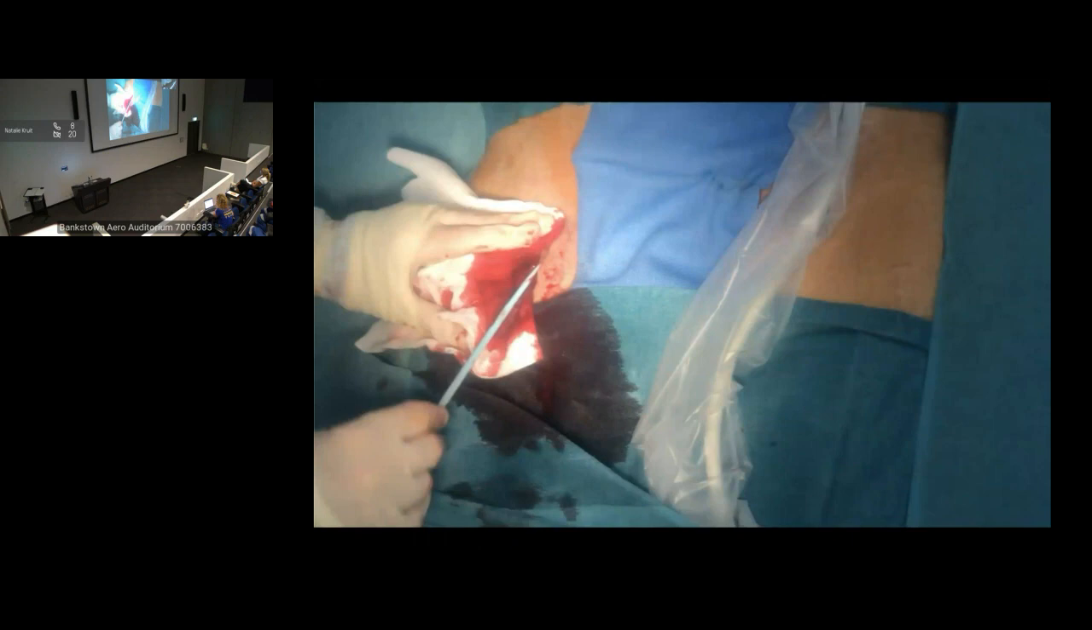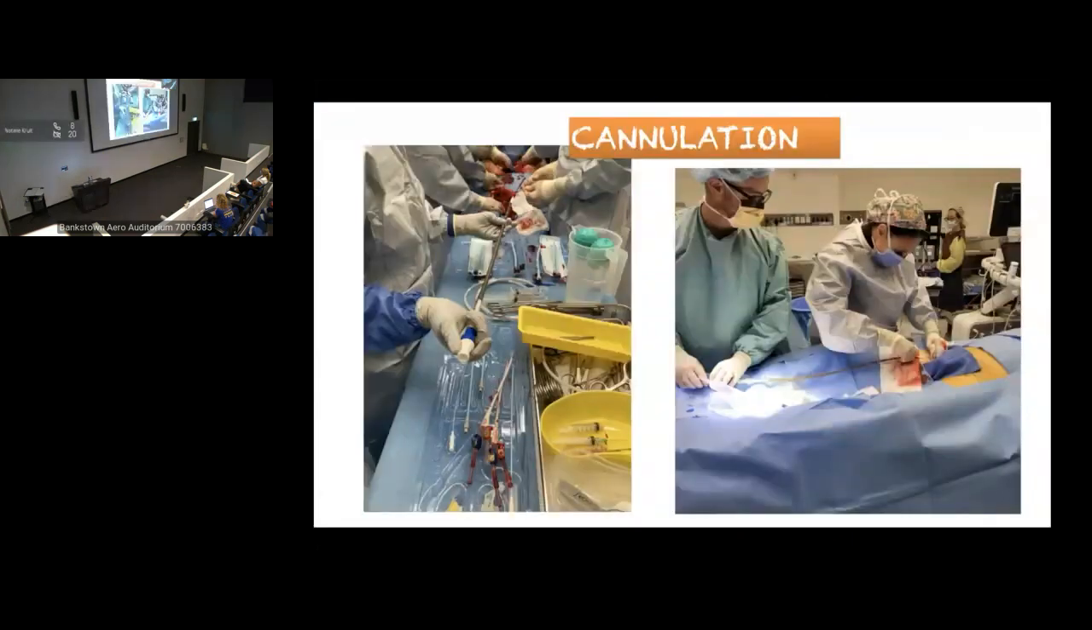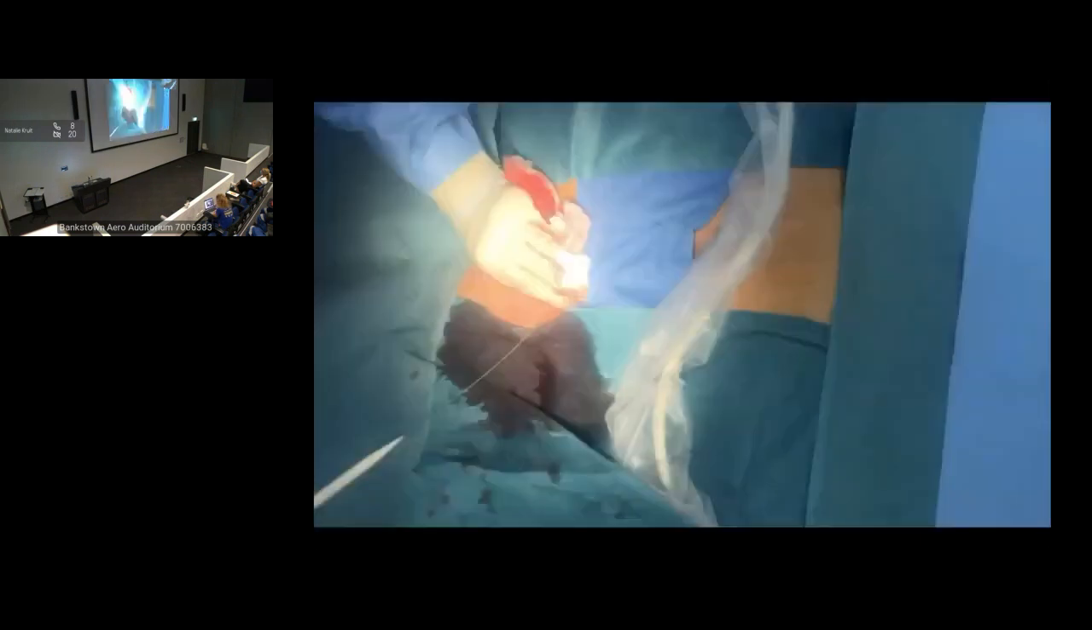So the cannula you can see here on the screen, it's a large, long cannula. It's got a white obturator sitting in it, lots of drainage holes. We're inserting that in the femoral vein all the way up into the distal IVC.